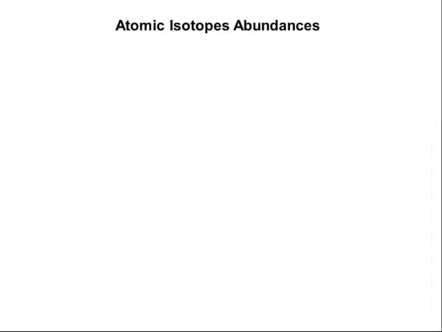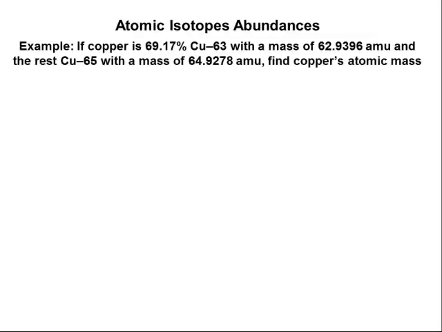What we need to consider when dealing with different atomic isotopes is their abundances. So if we have copper, which is 69.17% copper-63 that has a mass of 62.9396 AMUs, and the rest of it is copper-65, which has a mass of 64.9278 AMUs, using these percentages and these masses, we should be able to calculate copper's atomic mass.